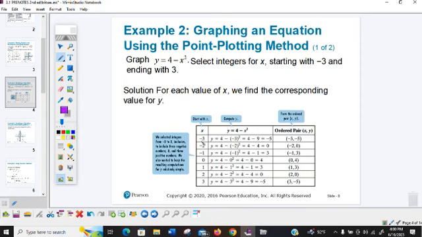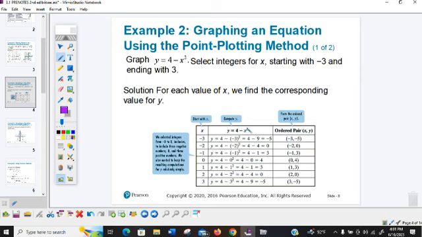So what that means is I'm going to put -3 in first. I'm going to put it right here for x. So I'm going to have 4 minus -3 squared. Here's what it would look like. 4 minus -3 squared. Well, -3 squared is 9. So I get 4 minus 9, which is -5. So when x is -3, y is -5.